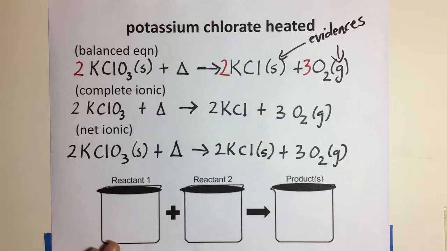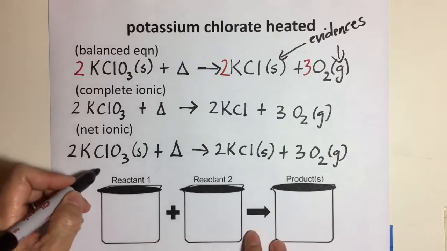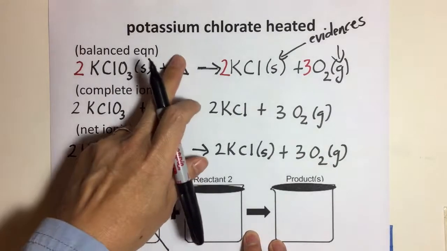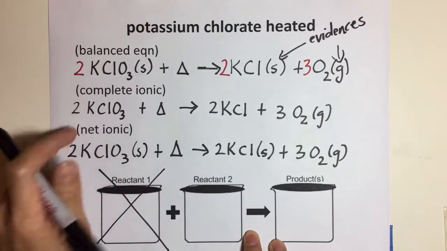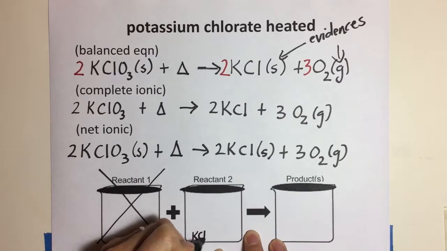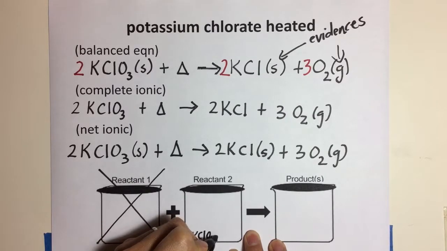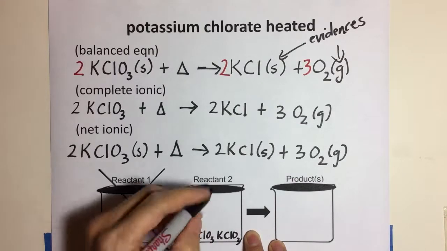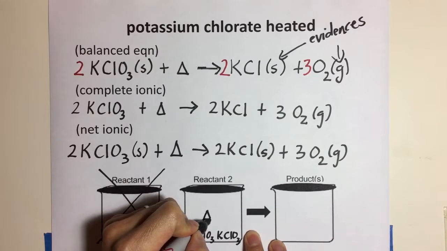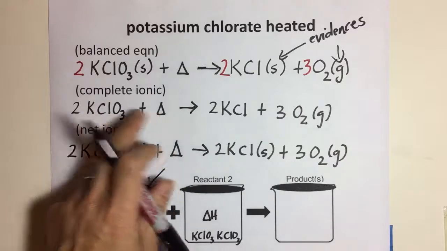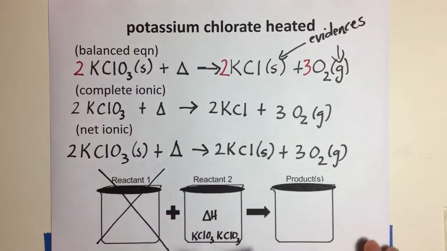So now we get to our reactants. I'm going to get rid of this. Why am I going to get rid of this? Because I have only one reactant. It's potassium chlorate. So I started off with potassium chlorate, and I have two of them. So I'm going to represent KClO3, and then I'm also going to represent another KClO3 on the bottom because it's a solid. And I'm going to represent heat, delta H or delta, into this reaction. So again, I'm looking at the complete equation to see what I include.